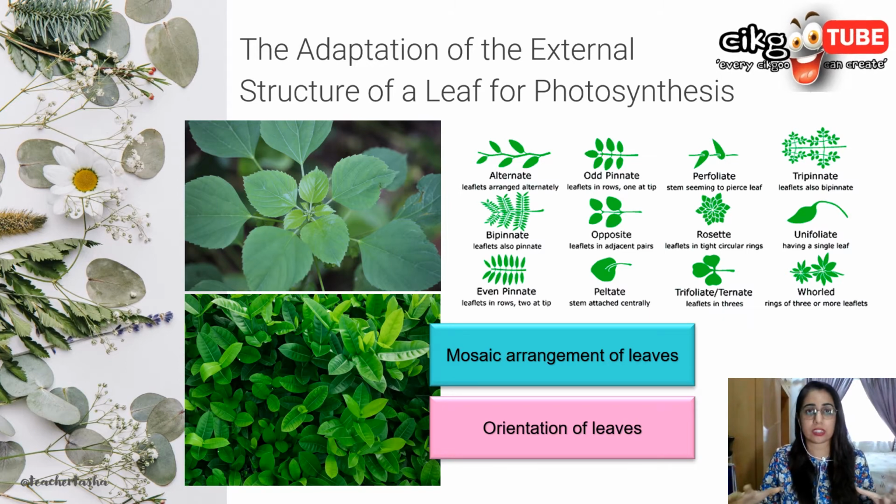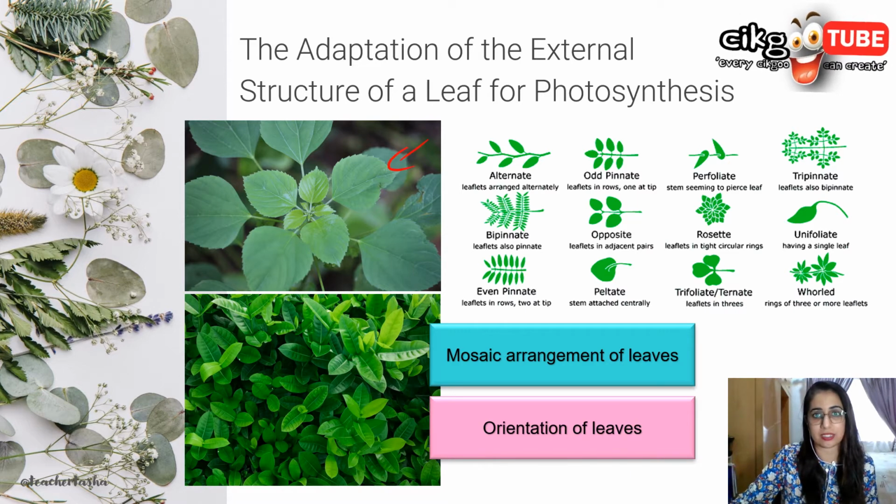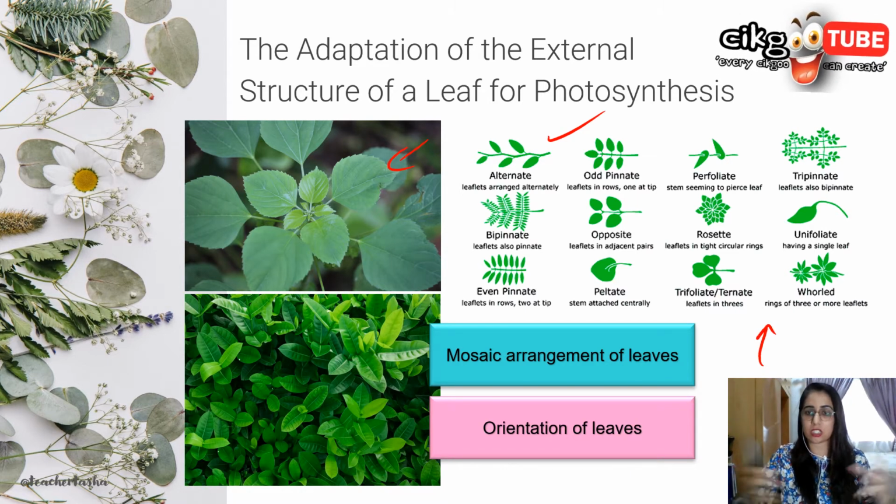The orientation of the leaves is that the leaves are positioned at the right angle to the rays of the sunlight, and this allows them to absorb as much light as they can. If you look at the picture here, these are the arrangements. There are many arrangements which allow the leaves to get sunlight without overlapping each other.